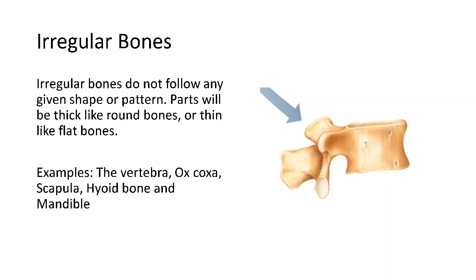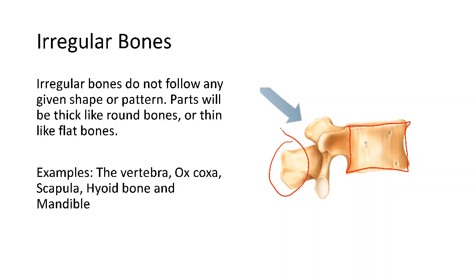We also have irregular bones. Irregular bones really don't follow the given shapes or patterns. The body of the bone will form a lot like the round bones because they're fairly round. They're mostly dense bone on the outside with spongy bone on the inside. We have things like the spinous process, which will form very much like a flat bone. So these are called irregular.